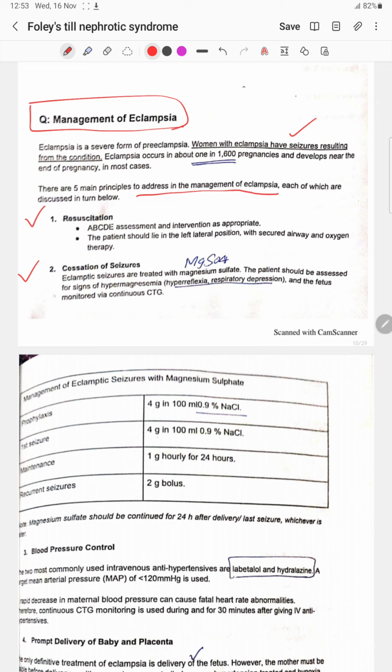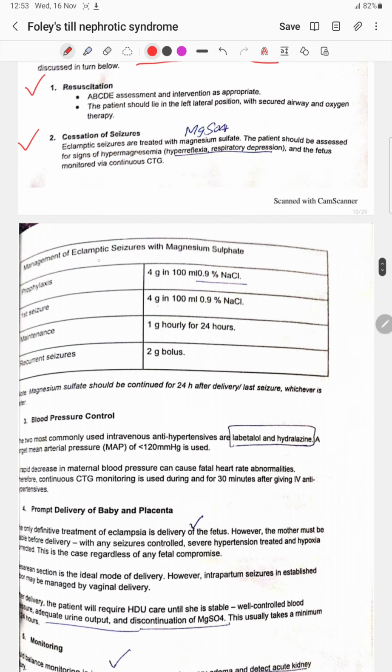The patient should be assessed for the signs of hypermagnesemia, which are hyperreflexia and respiratory depression, and the fetus monitored by continuous CTG. Management of eclamptic seizures with magnesium sulfate.